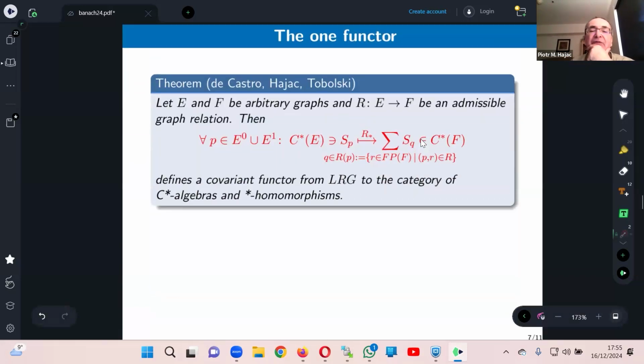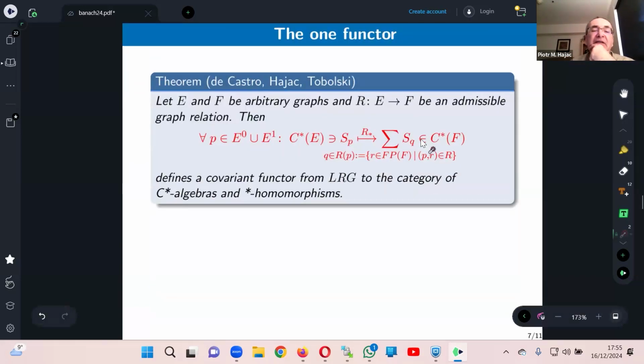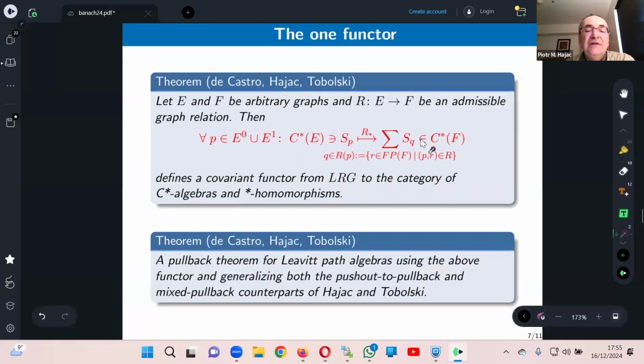Okay, so that was easy, that it defines a covariant functor, but what really makes me very happy, and there's no way I can spell out the details, is that now we have a pullback theorem for Leavitt path algebras that uses the above functor, and it generalizes at the same time our state-of-the-art push-out to pullback theorem, which is about to be published in the Journal of Geometry, and the mixed pullback theorem, which has already been published in the Bulletin of the London Mathematical Society.